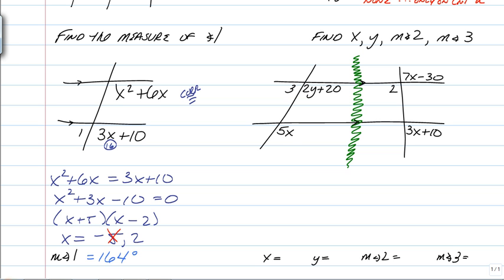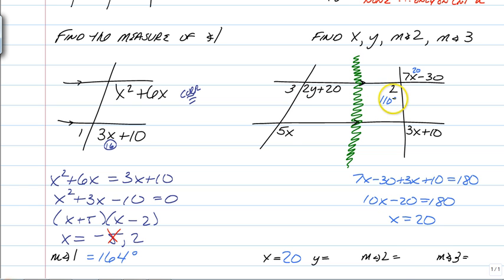So watch the step-by-step process. Step 1, work on the right side. You have 7x minus 30 plus 3x plus 10 is equal to 180 because these are same side exterior angles. So you'll get your 10x minus 20 is equal to 180. So you get your x equals 20. So you know what x is. And while you're there, you can actually go ahead and substitute 20 into this x. And you get 140 minus 30 is going to give you angle 2 is 110. So we've already got half the problem done.